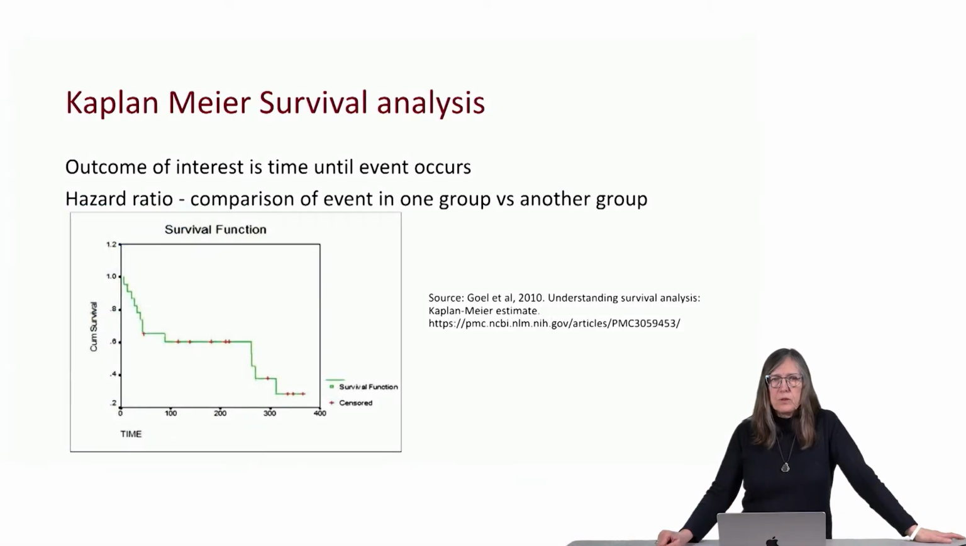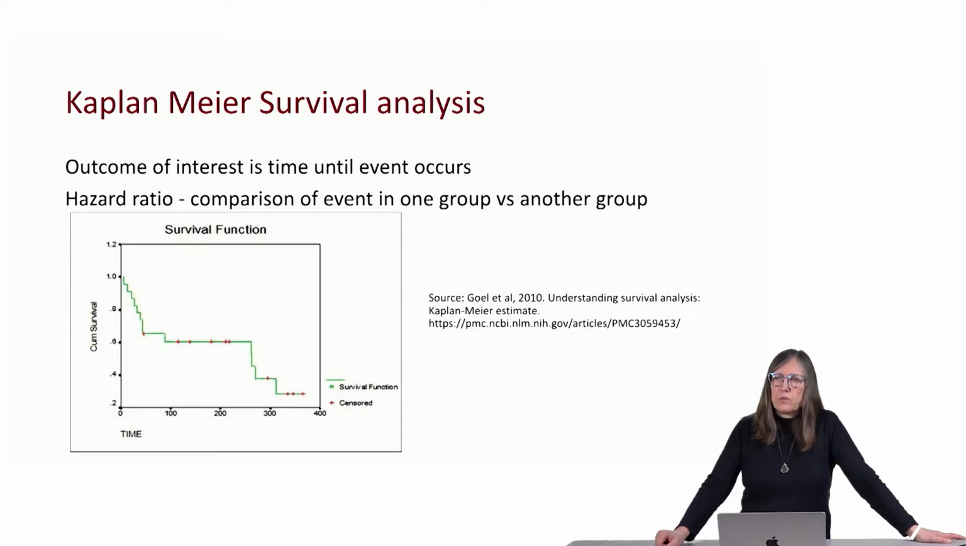All right, a brief overview of Kaplan-Meier survival analysis. You see this statistic commonly used in randomized clinical trials, and the outcome of interest is time until the event occurs. So that time component is really important.